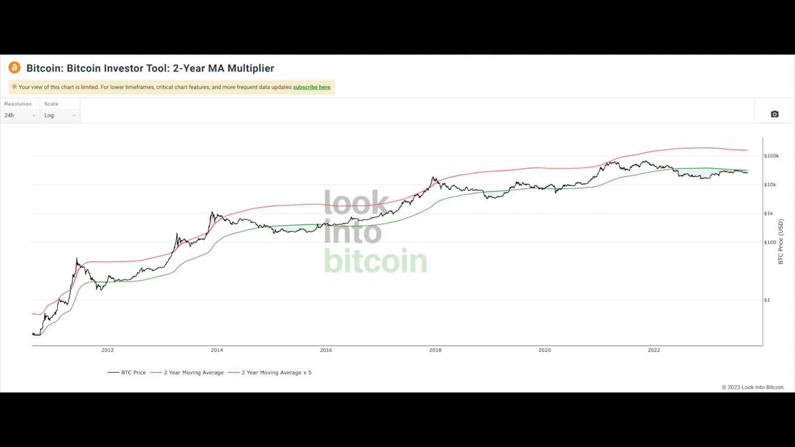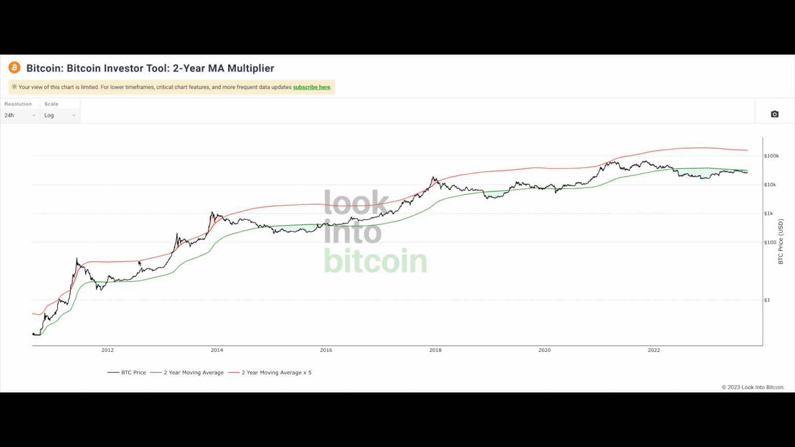Hello everyone, in this video we will be breaking down the 2-year MA Multiplier investor tool for Bitcoin to determine where we are in the current cycle and how we can use this chart to place better trades. If you are not familiar with this chart from lookintobitcoin.com, let me break it down for you.